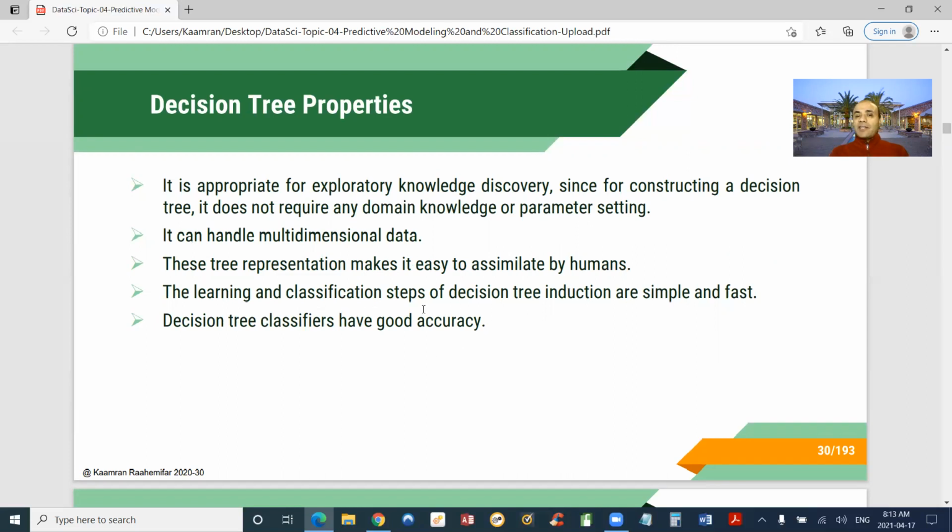The learning and classification steps are simple and fast. Really, it is. It's just a kind of fraction most of the time. There was an issue with the log. We are going to talk about log in a moment and see what we can do to replace it.